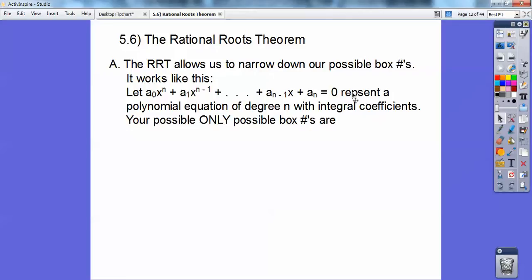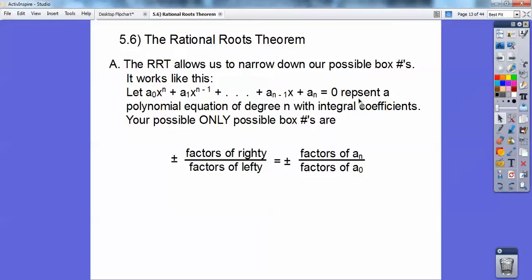So if they didn't give you any solutions or any factors, then you'd have to start guessing. So the only possible box numbers are plus or minus the factors of this constant right here, over the factors of this leading number over here. So let me show you by example right here.